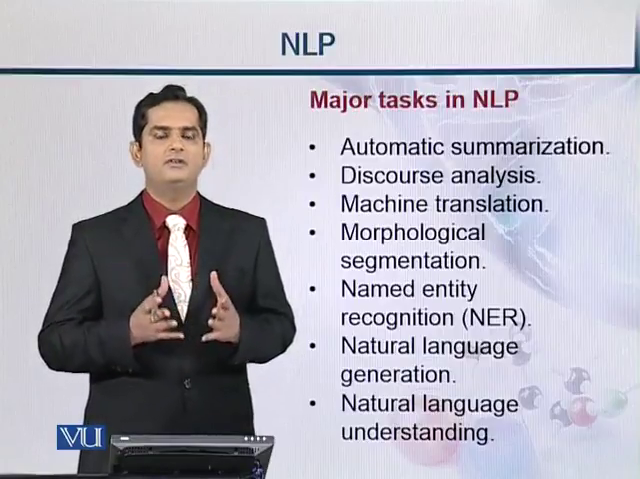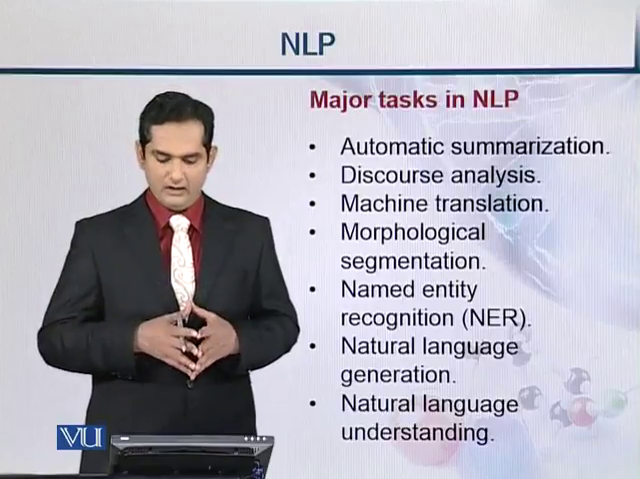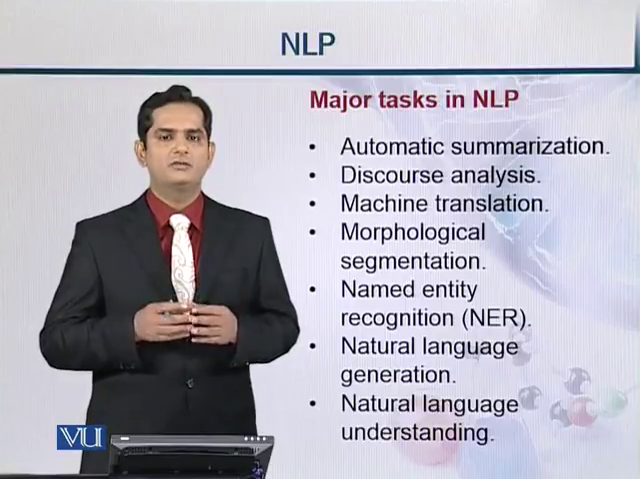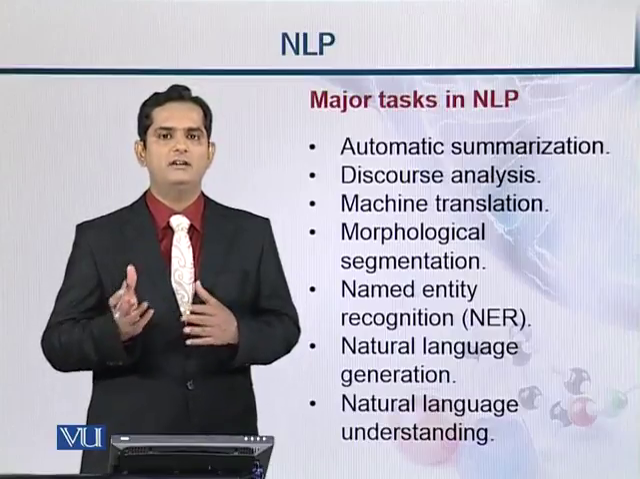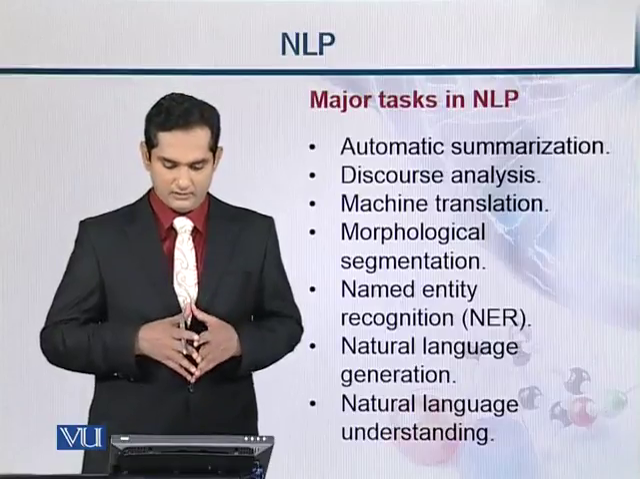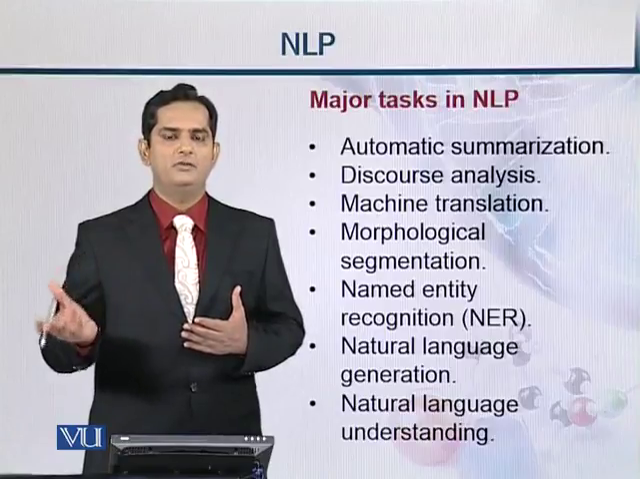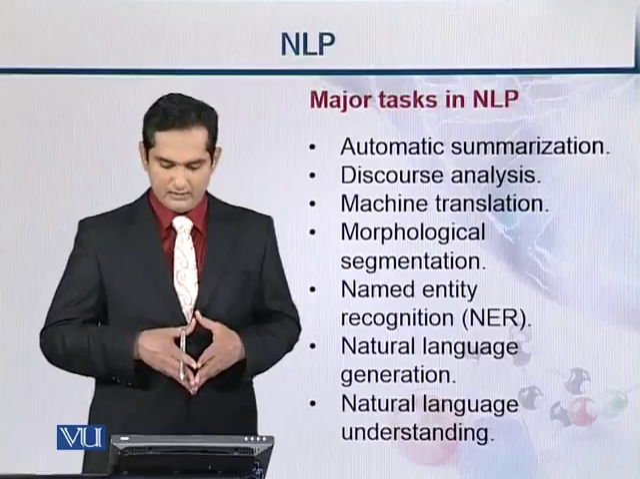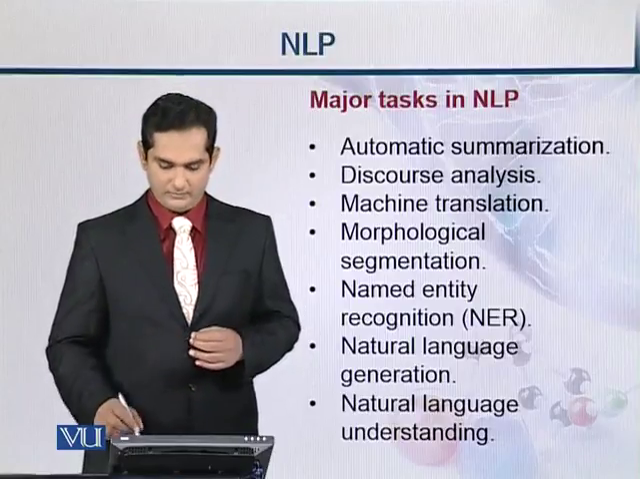Machine translation, when we translate something from one language to another, such as from English to Urdu. Morphological segmentation. Morphological segmentation is basically based on some basic structure or shape of textual data, such as from sentences we can get words, and from words we can find out different parts of speech and so on. Then named entity recognition. For example, John is playing football. John is a named entity, basically a noun which has some name. Natural language generation, to generate artificial language, and then natural language understanding.